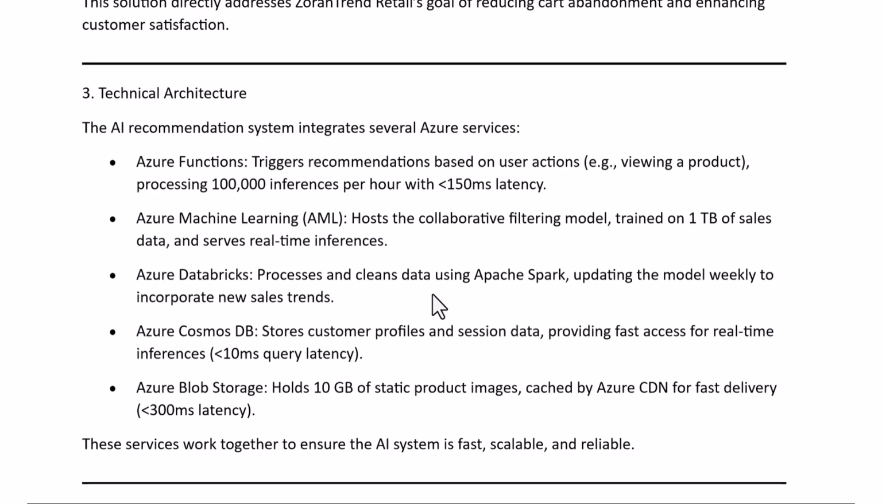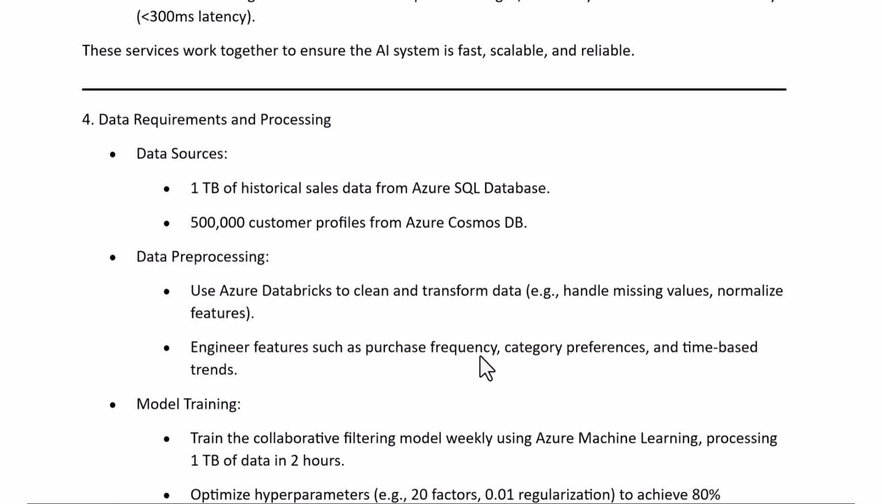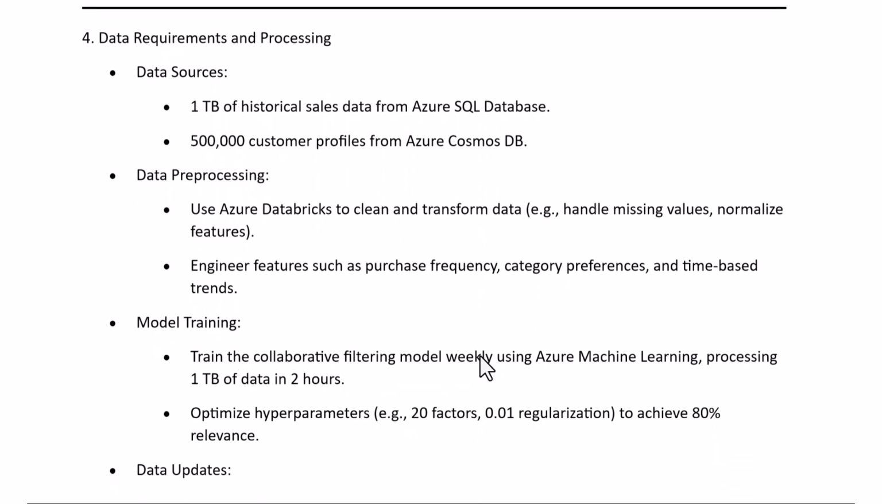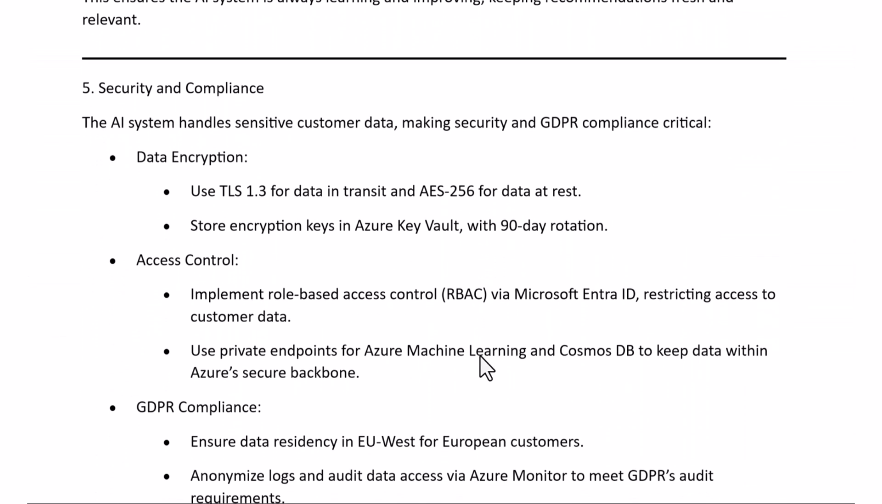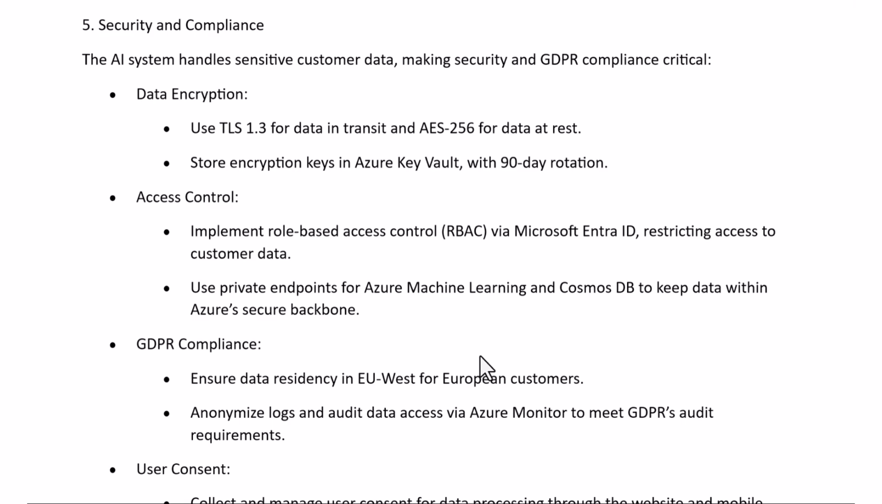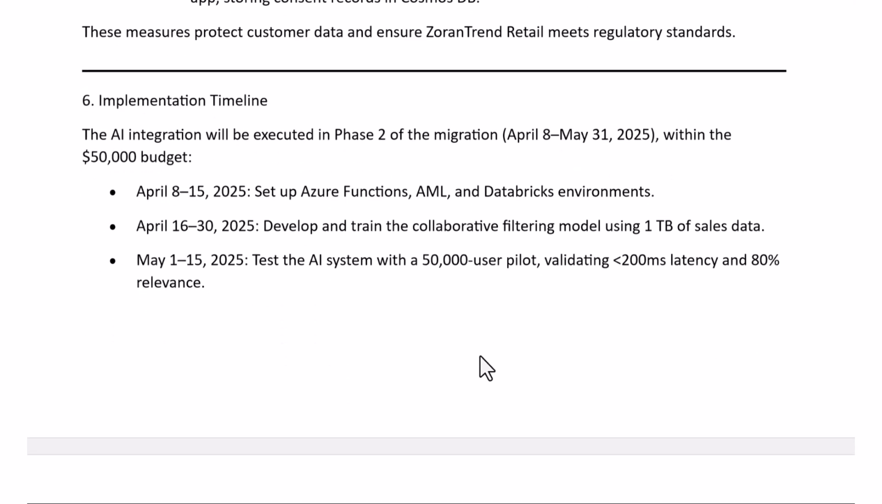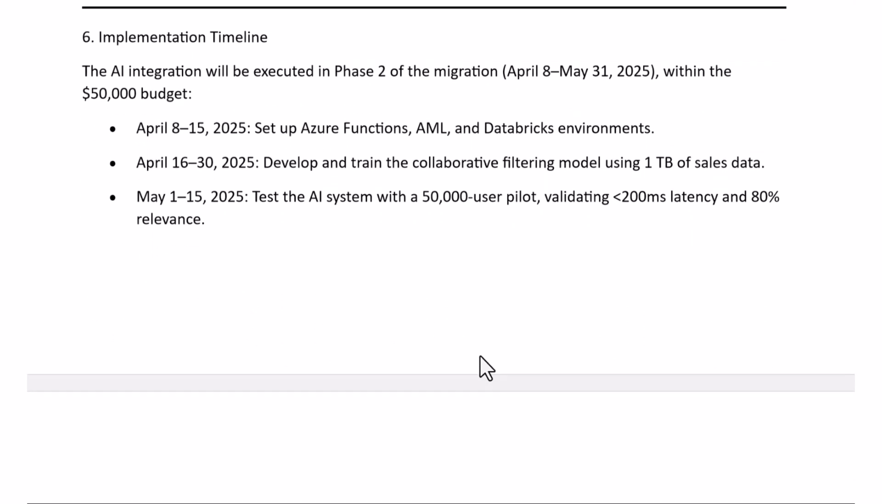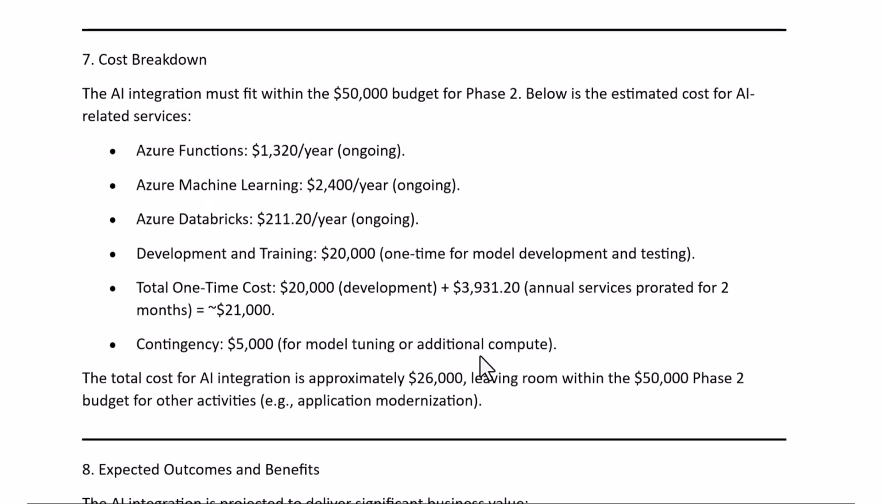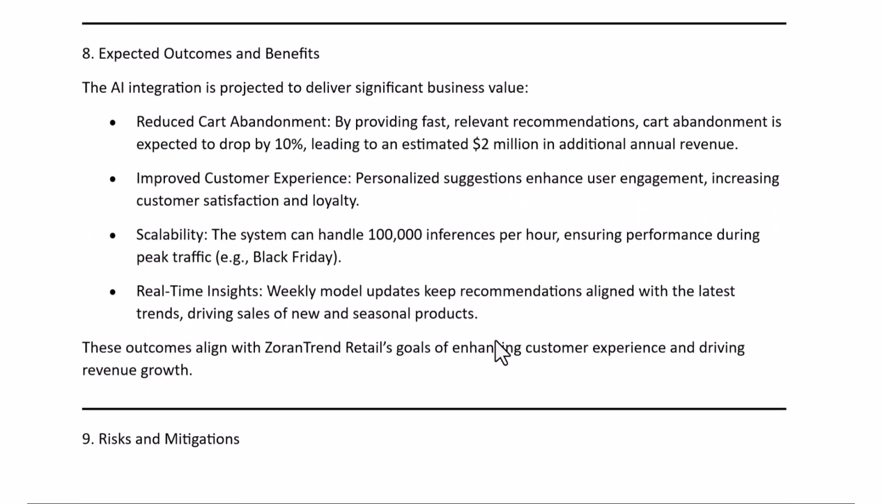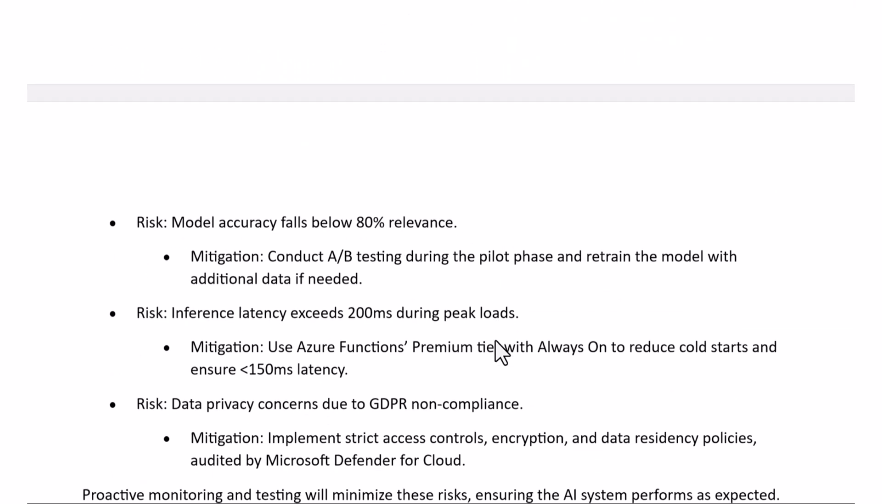By analyzing customer behavior and sales data, the AI system tailors suggestions to individual preferences, acting as a virtual personal shopping assistant. Beyond improving the shopping experience, it drives significant business outcomes. With a 60% cart abandonment rate, Zoran Trend Retail loses potential revenue. The AI system targets a 10% reduction, potentially adding $2 million in annual revenue. Built on Microsoft Azure's robust AI tools, it ensures speed, scalability, and security.